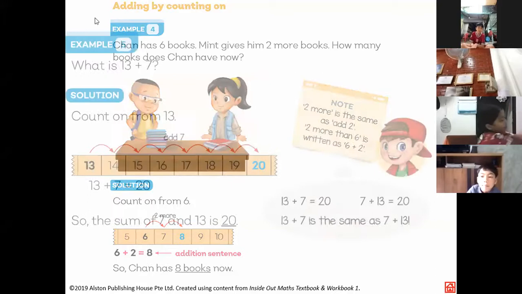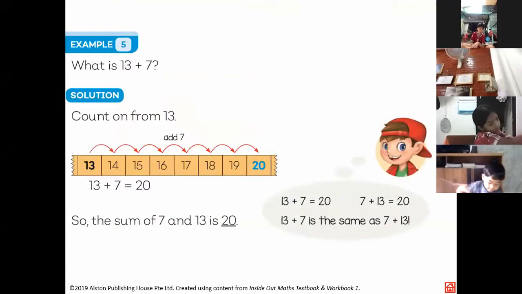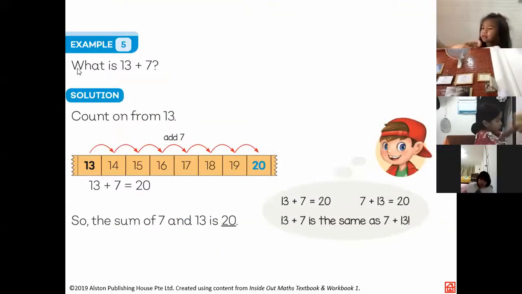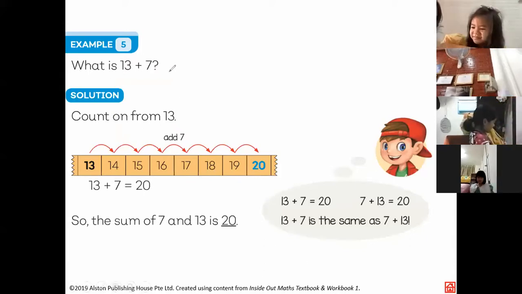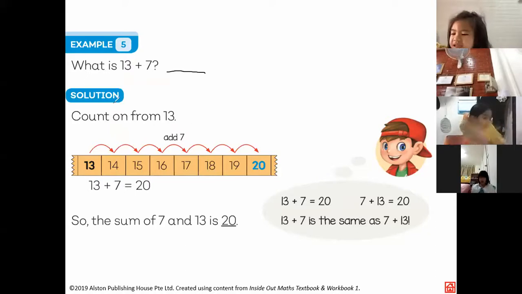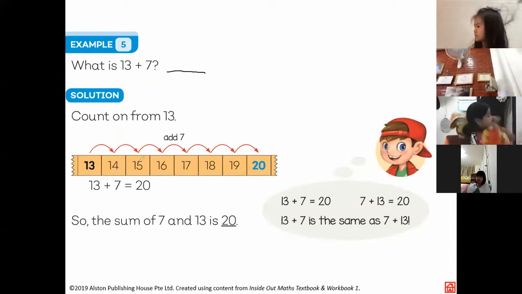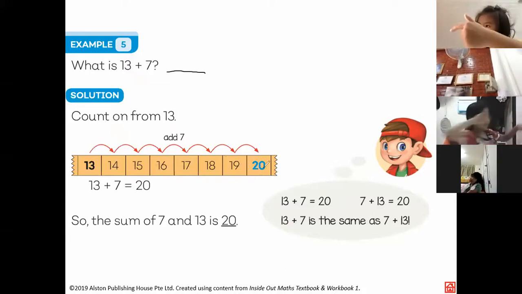Okay, let's proceed to the next slide. We have example number 5 here. What is 13 plus 7? Here's the solution. We have the number cube: 13, 14, 15, 16, 17, 18, 19, and 20.